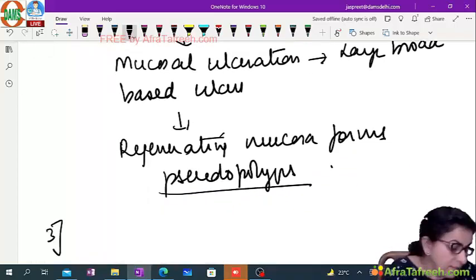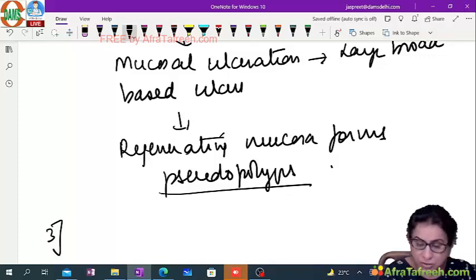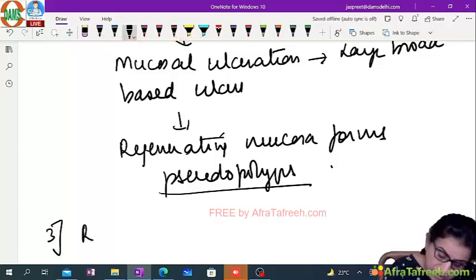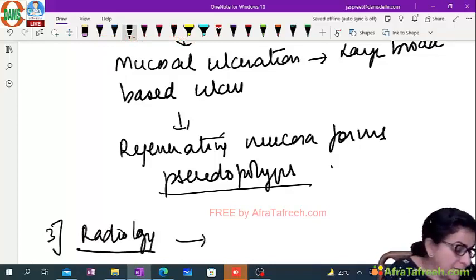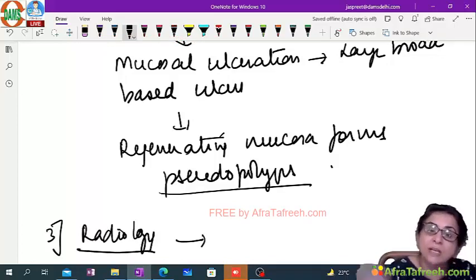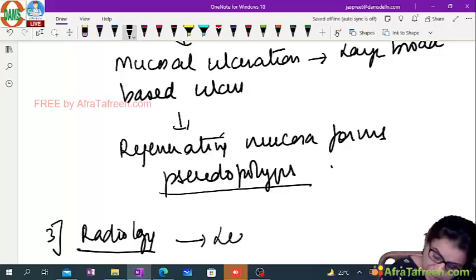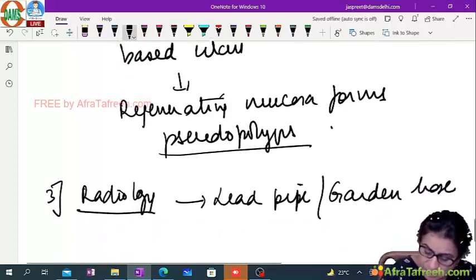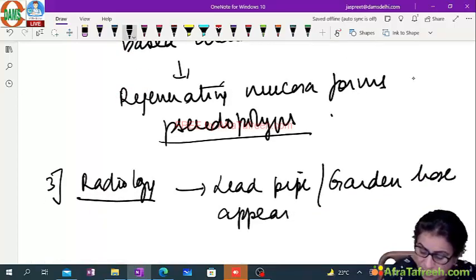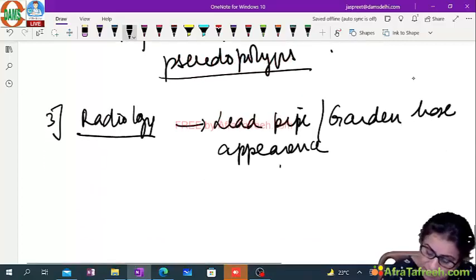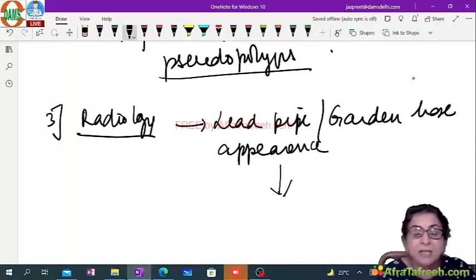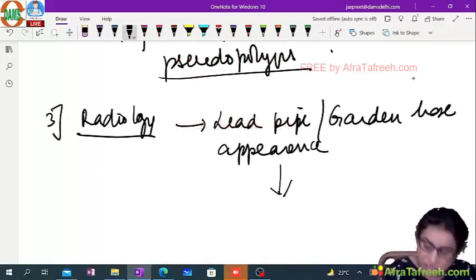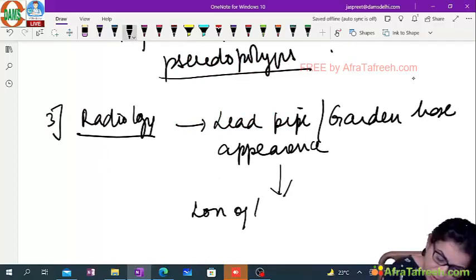Okay. Third, now if you do radiology, what do we see? On radiology, you see a lead pipe appearance, which is also called garden hose appearance. Now what is this lead pipe or garden hose appearance? It occurs due to loss of haustrations.